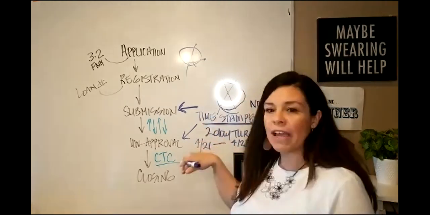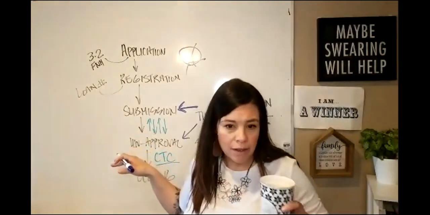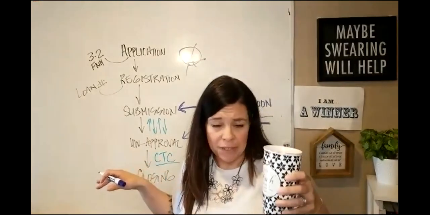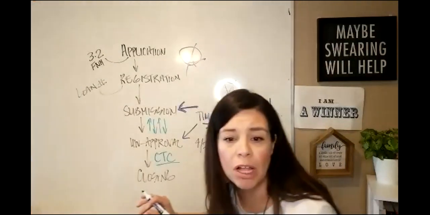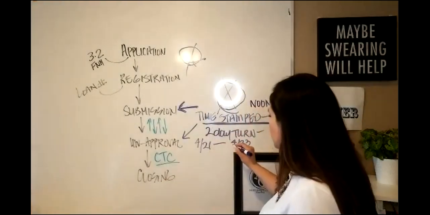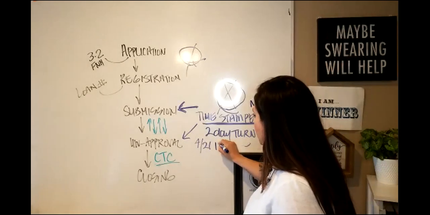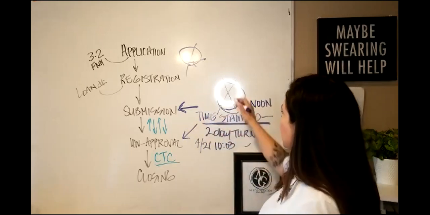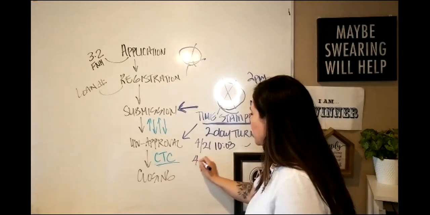If I submit it after 12 o'clock, what you'll see is it'll say 4/21 at 10:03, okay? But if I don't work on it until the afternoon and I submit it at 2 p.m., it's just going to say 4/22.